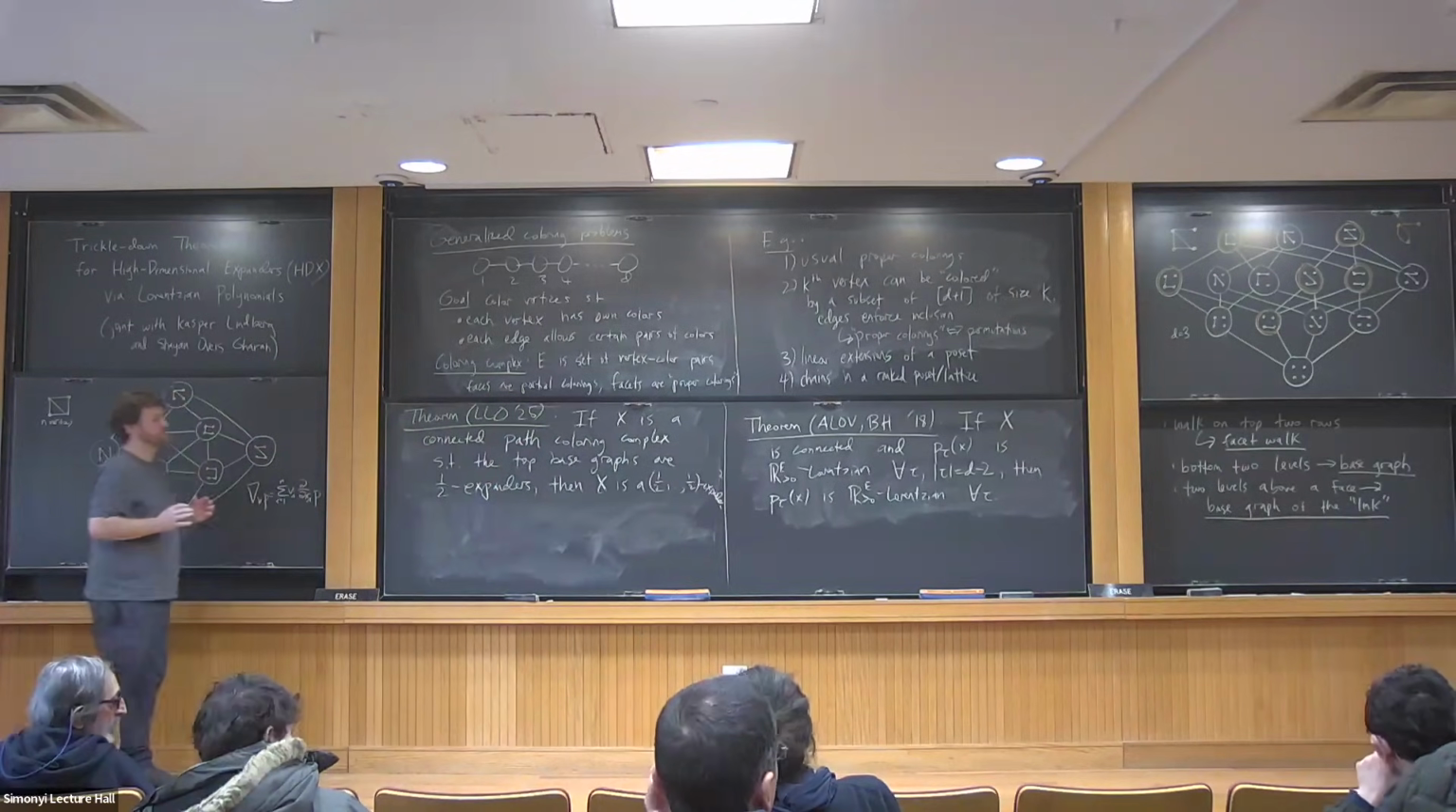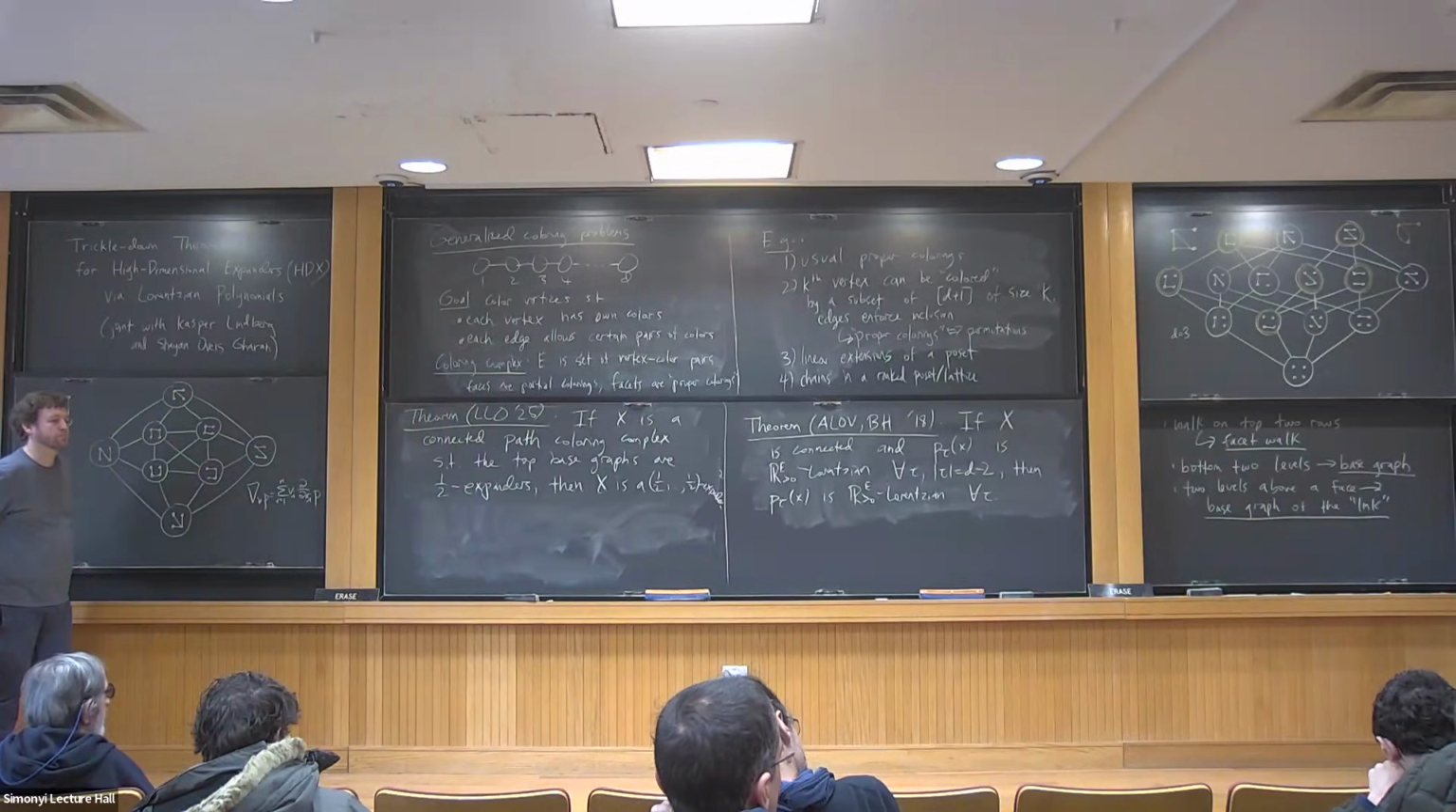So if you have all halves there, it doesn't imply anything about the down-up walk just from a Lev-Lau, yeah, but if you're a connected path coloring complex, then you can always do that. Correct. Yeah, that's right.